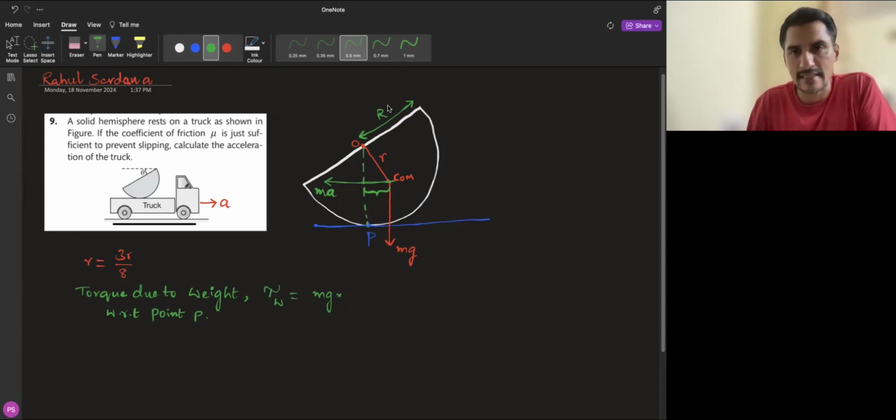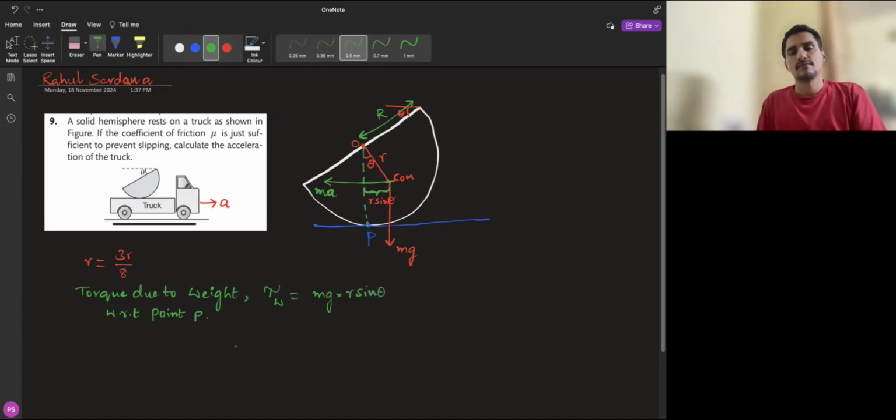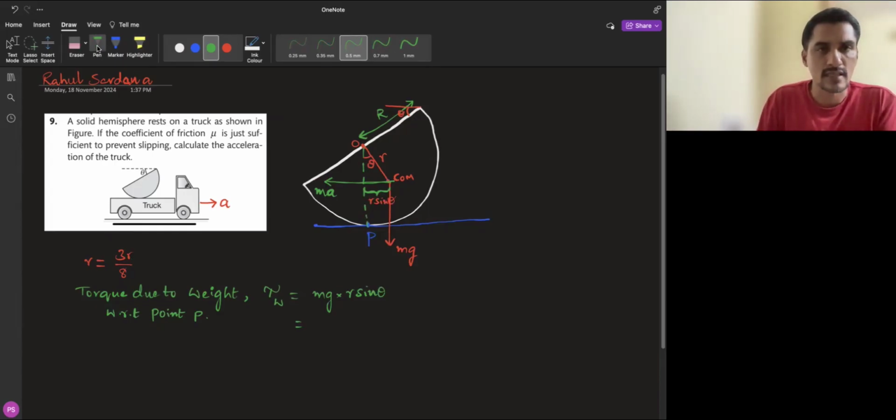Here, if this angle is theta, observe, this angle is also theta, right? So therefore, this value can be taken as r sine theta. So what is the perpendicular distance that we are going to write here? That is r sine theta. What is r here? We all know that r is equal to 3 capital R by 8, where capital R is the radius of that hemisphere, right? So now instead of small r, let me write 3 by 8 R sine theta.